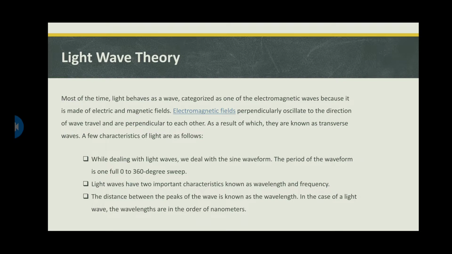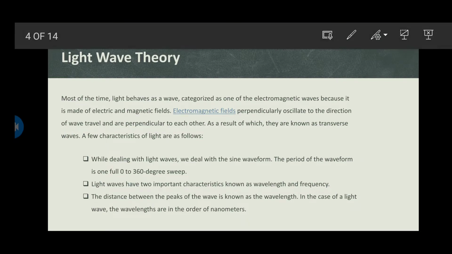We also know the relation between wavelength and frequency: lambda, the wavelength, times frequency gives the speed of light, right? Frequency is 1 by t, and lambda is distance, so distance by time gives the speed or velocity. Frequency into wavelength results in the speed of the wave. The distance between the peaks of the wave is known as wavelength.